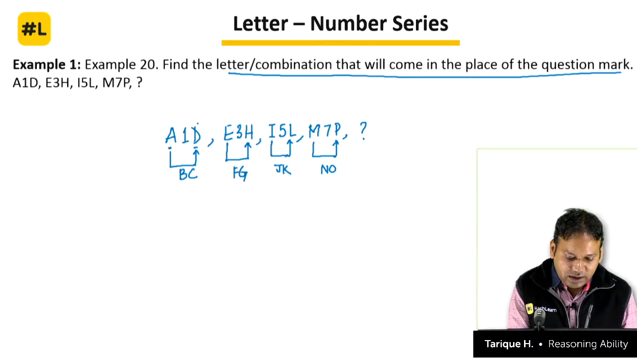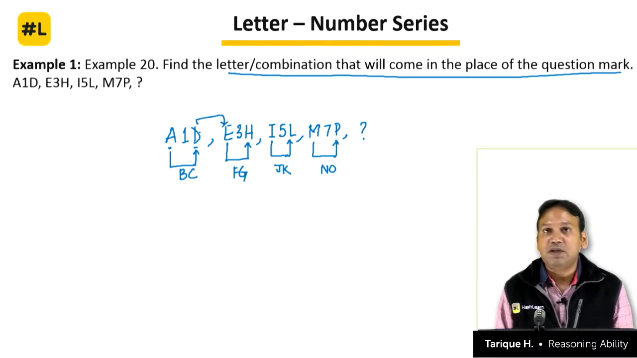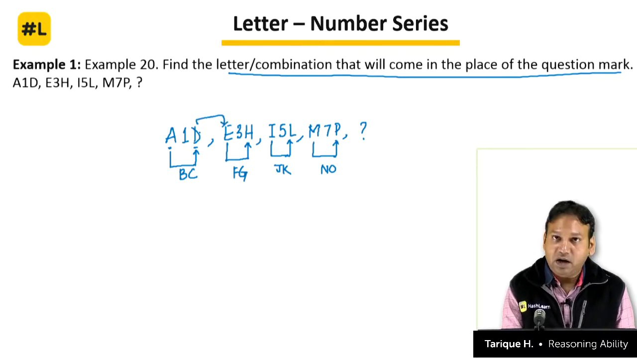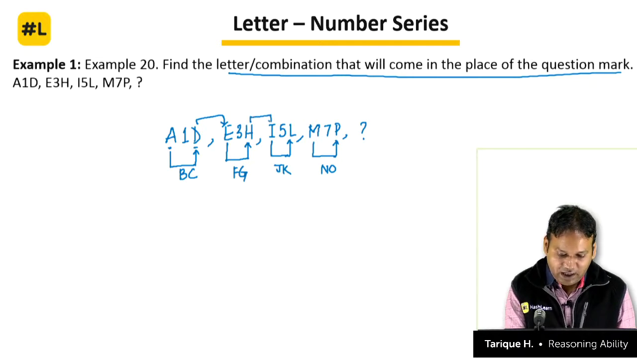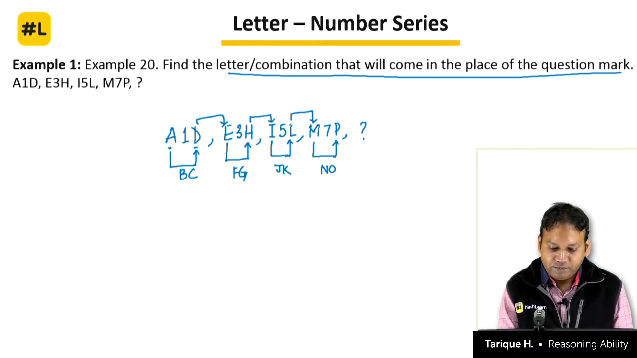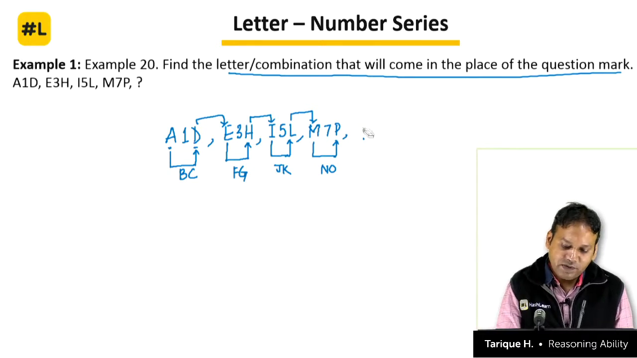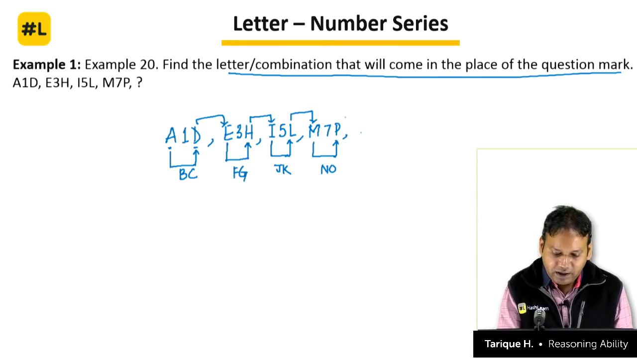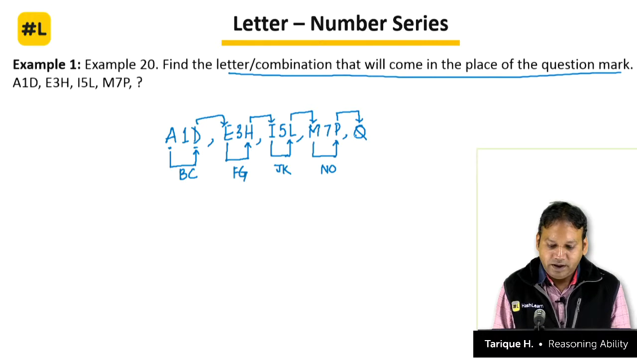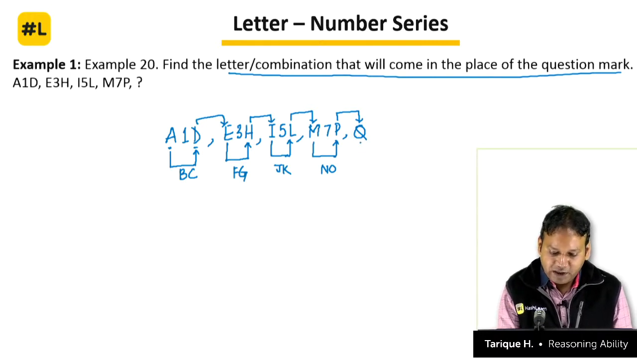If you look at D and E, there can be a link between these 2 letters also. D and E are consecutive, H and I are consecutive, L and M are consecutive. So the combination that should come in place of the question mark: again P, and the next letter should be the consecutive letter to P. What is the consecutive letter to P? Q. Now there should be a gap of 2 letters, so Q, R, S, and then what will come here?